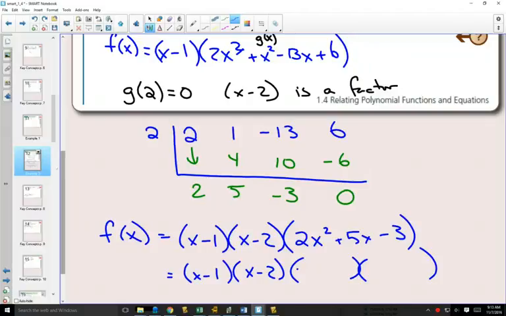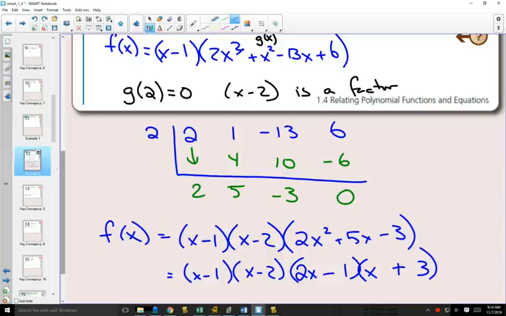Again, this isn't a hard one to factor because it has to be 2x and x to start. Our last numbers have to multiply to get 3, and I need to get a 5. So if I put a 3 here and a 1 there, my outside will be 6, my inside will be 1. And I need this one to be positive and this one to be negative to make a positive 5.